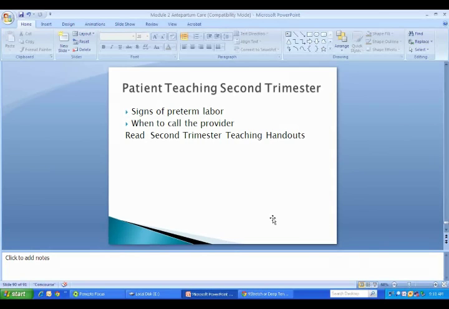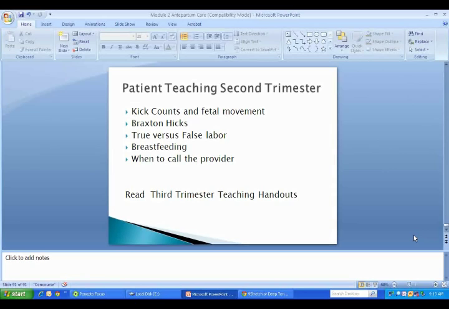Make sure in your second trimester we have to explain to them signs of preterm labor and when they need to call the provider. I do have second and third trimester teaching handouts at the website, so make sure you print them and review them. Also, we start teaching kick counts. One of the best measures of fetal well-being is kick counts, or that the baby's moving. That's a sign of fetal well-being. So we teach them how to count the fetal movements, and if they don't get any fetal movement, or the fetal movement is becoming less and less each day, they do need to be seen.